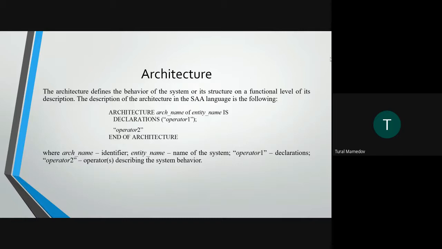And operator 1 defines architecture declarations, which may typically be just some type or subtype or signal, constant, file, alias, component, maybe attribute, function, and so on. And operator 2 are operators that describe the system behavior.